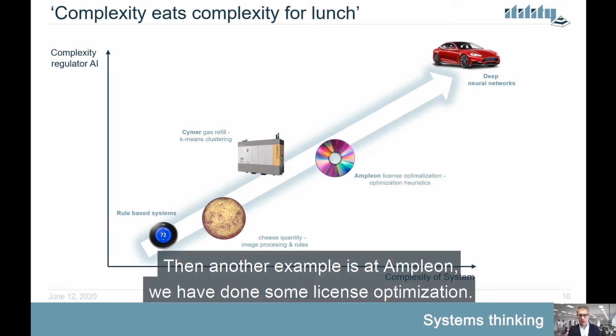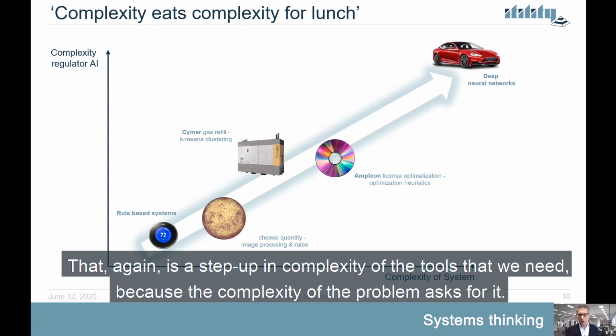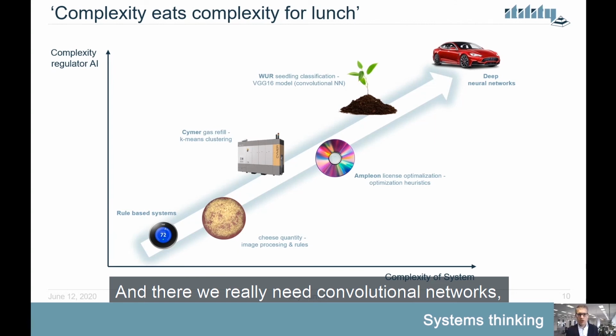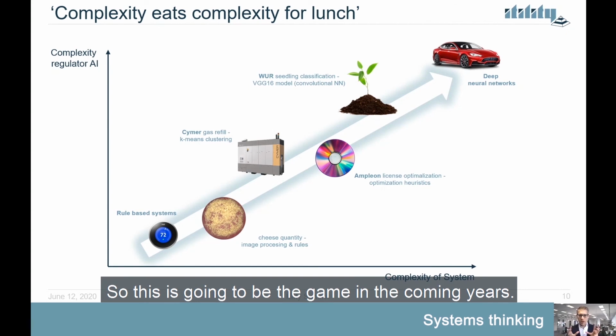Then another example is at Amplion. We have done some license optimization and we used optimization heuristics for that. That again is a step up in complexity of the tools that we need because the complexity of the problem asks for it. And then finally, we're now working on seedling classification at the Verve, for example. And there we really need convolutional networks because there the task is really more complex than we've seen before. So this is going to be the game in the coming years.